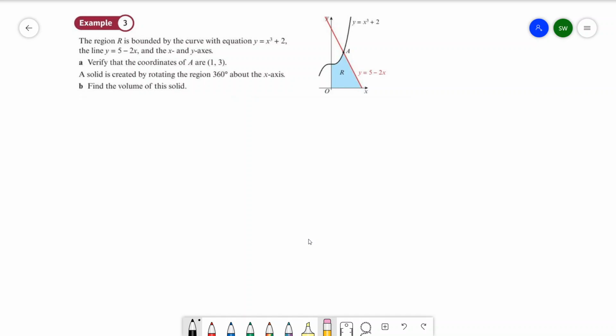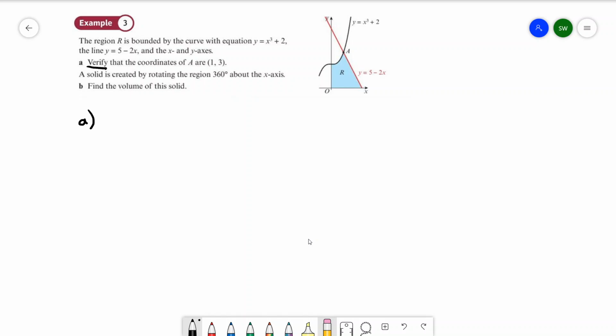In the next section, we're going to deal with slightly more complicated areas involving multiple functions which are revolved around the x-axis. So in part A of example 3, we've just got to verify that the coordinate of A is (1, 3). This word "verify" means that you're allowed to accept that that's the answer. You don't need to show how you'd get that answer if you didn't know it.